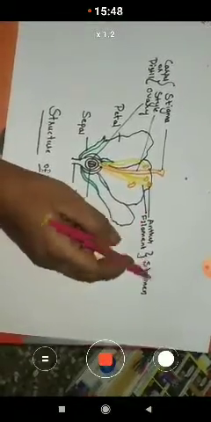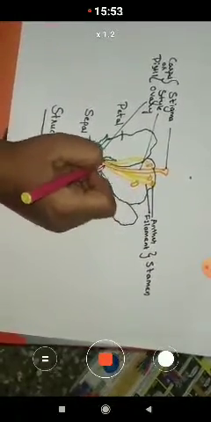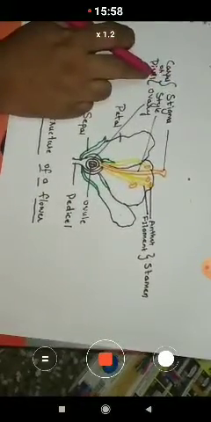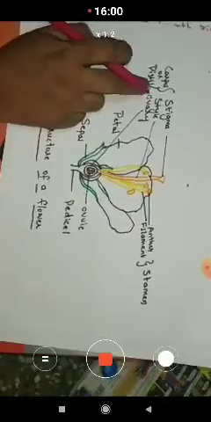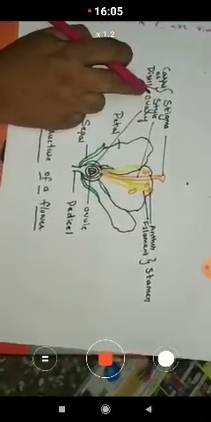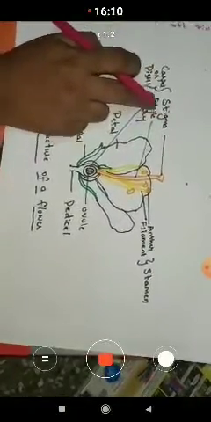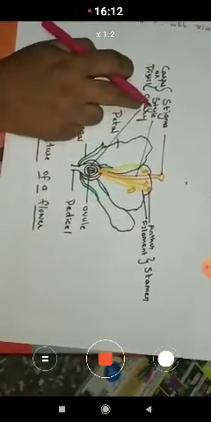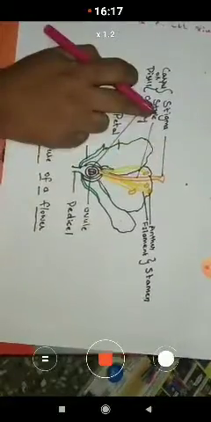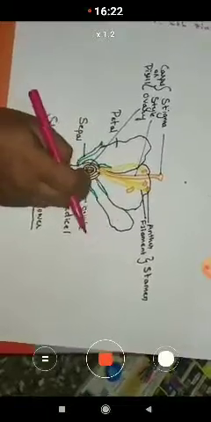Now coming to the fourth whorl, the fourth whorl of the flower is the pistil or carpel. This carpel is the female part of the flower. It consists of three parts: the stigma, the style, and the ovary. The stigma is at the top and it is sticky in nature. The style is a long tube-like structure, and the ovary is present at the base.